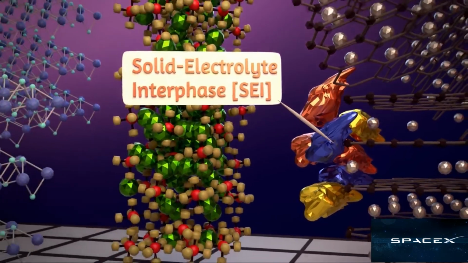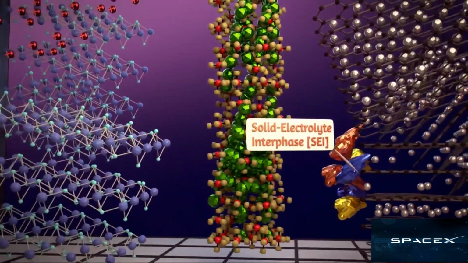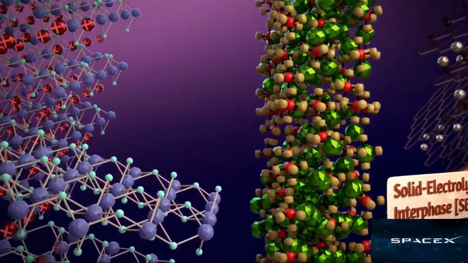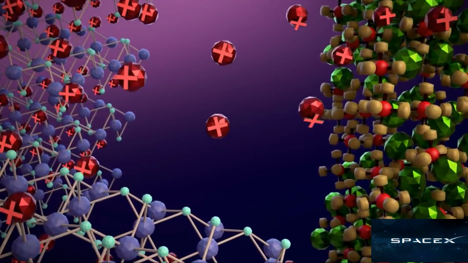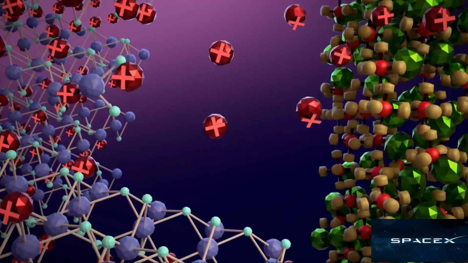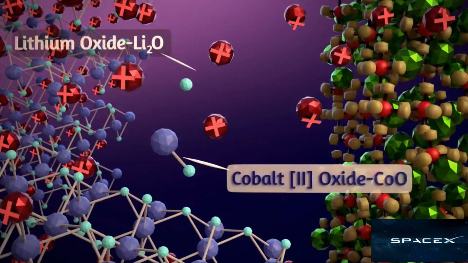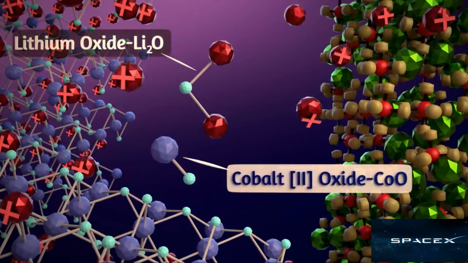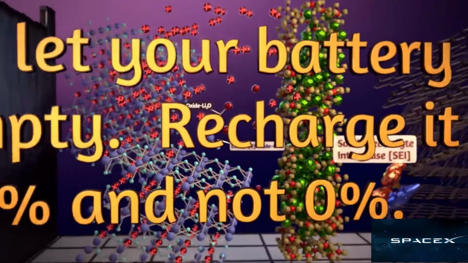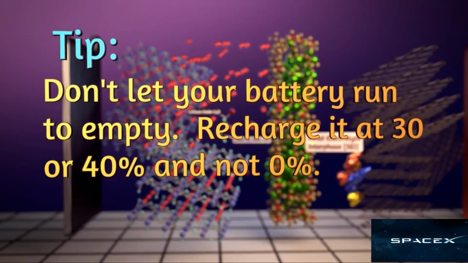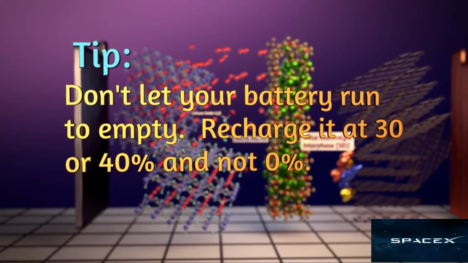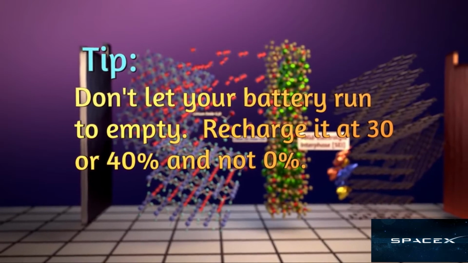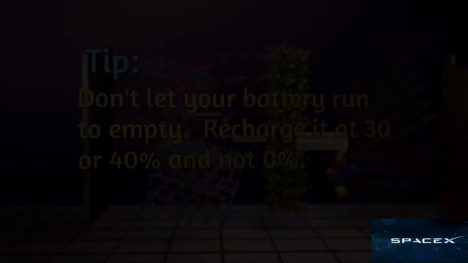of your battery. Another reason is that when you fully discharge your battery until it's dead, it can result in too much lithium on the cobalt side, which causes the irreversible generation of lithium oxide and cobalt-2 oxide. These compounds are stuck in that state, which thereby reduces the amount of lithium and cobalt for future use. So one tip is to not let your battery run until it's empty. It's better to recharge your battery at 30 or 40% than to let it run until it's dead.